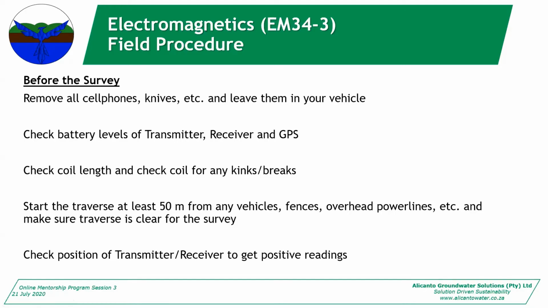Then you check the position of your transmitter and your receiver, whether it's in the front or at the back. You want to be getting positive readings on your receiver box. If you're getting a negative reading with the receiver at the back and transmitter at the front, switch your positions: receiver at the front, transmitter at the back. And then you carry on from there.